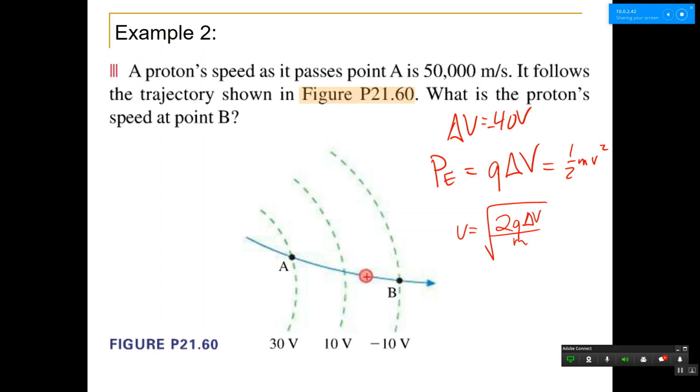We can do it your way too if you want. You can say that here you have 1/2 m v initial squared plus potential energy, and all that gets converted to 1/2 m v final squared. You can do it that way. But what would the potential energy be? Would the potential energy be this charge times 40? Yeah, exactly.